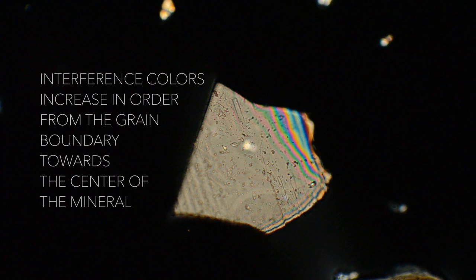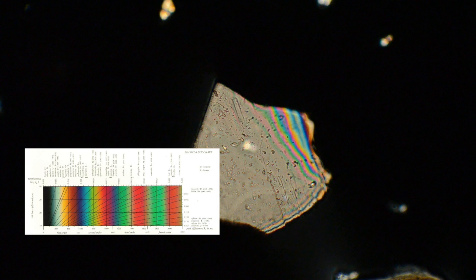Here we have a grain mount in cross-polarized light. What we can see here is that interference colors increase in order from the grain boundary towards the center of the mineral. Take note that at the boundary you see first-order interference colors, which are the whites, oranges, and grays. Next, you see the second order vivids, and as we proceed to the center of the mineral, you see the third and fourth order muted vivids.